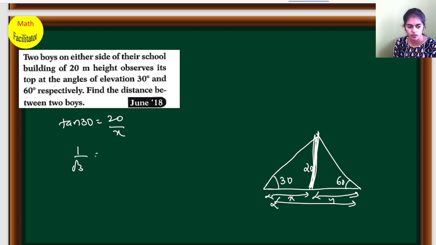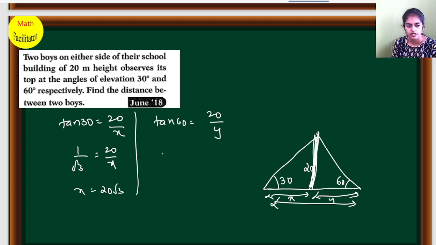So 1 by root 3 equal to 20 by x. So x equal to 20 root 3. Next use tan 60. tan 60 equal to 20 by y, right? So root 3 equal to 20 by y. So what is the value of y? It comes to 20 by root 3.